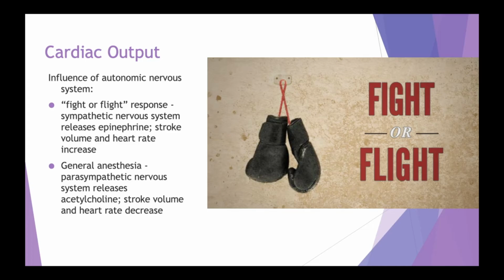Cardiac output is under the influence of the autonomic nervous system. So of course we know that the sympathetic nervous system is responsible for that fight or flight mechanism. It releases epinephrine, and epinephrine's result on the heart is an increase in stroke volume and heart rate. During general anesthesia, the opposite happens, and the parasympathetic nervous system releases acetylcholine. Acetylcholine on skeletal muscles causes an increase in contractility. Acetylcholine on the cardiac muscle causes a decrease in heart rate and a decreased stroke volume. So again, parasympathetic is responsible for rest and recover.